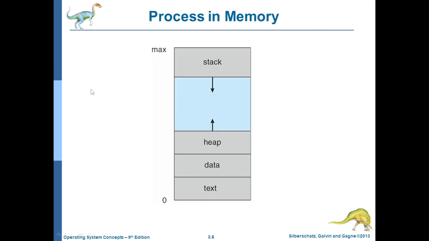So this is the process in memory. This is the stack, which contains temporary data. This is the heap, which contains dynamically allocated data. There is the data section, which contains global variables. There is the text, or written code. This is the process in memory.